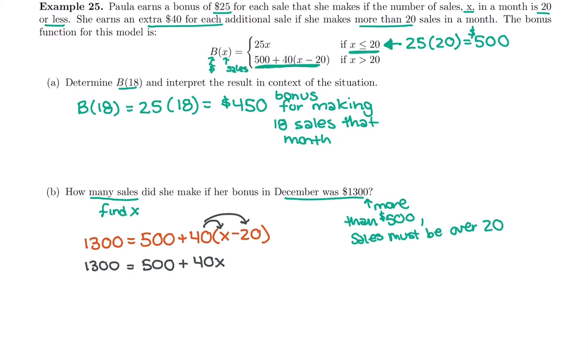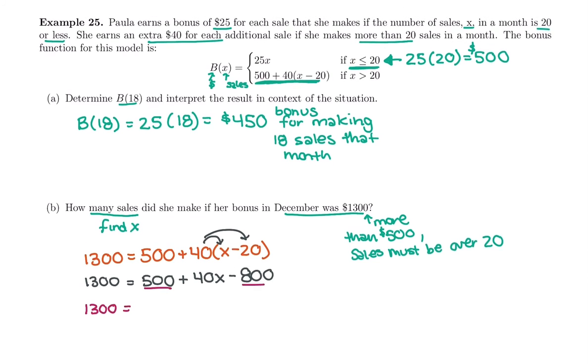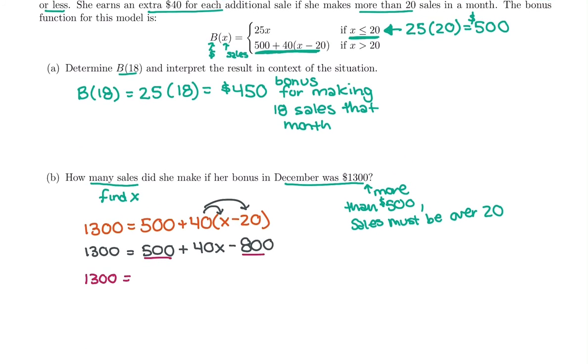And then 40 times the negative 20, you can plug it into your calculator if you need to, but 4 times 2 is 8, so we're just going to have minus 800 there. And so now we can try to get X's on one side and anything that's not an X on the other. So one thing we could do first is combine these constants. So we'd get 1,300 equals 40X, and then 500 minus 800 is going to be minus 300.